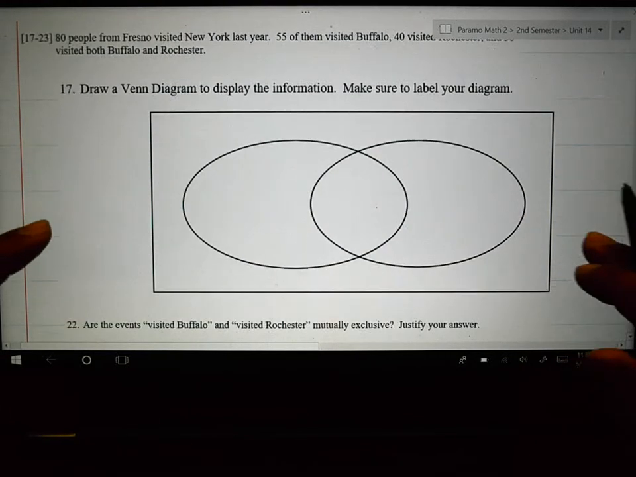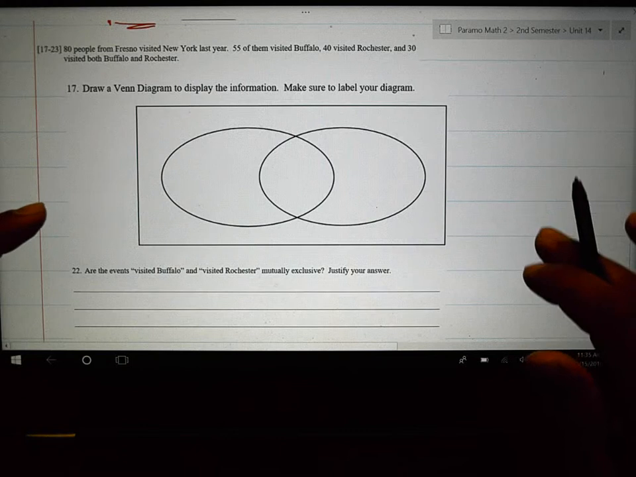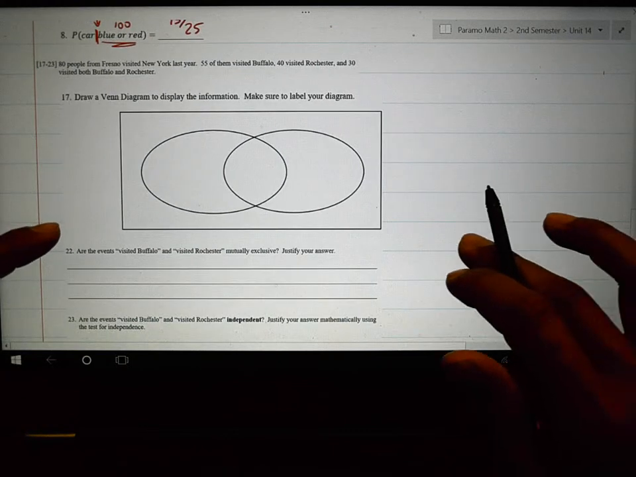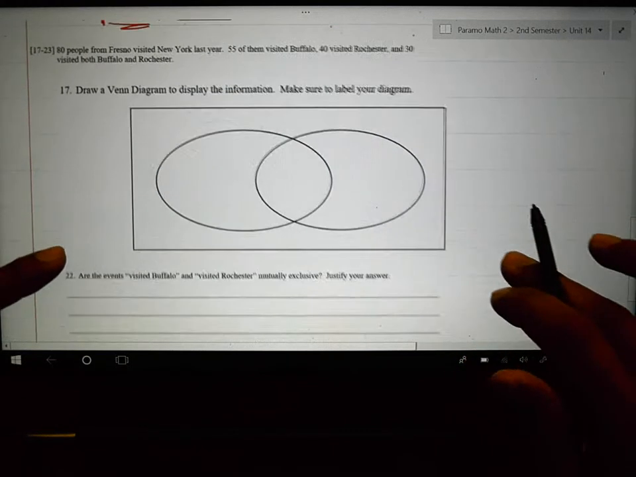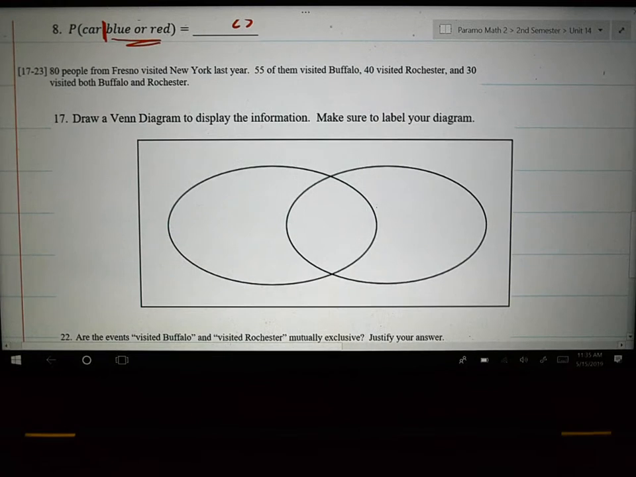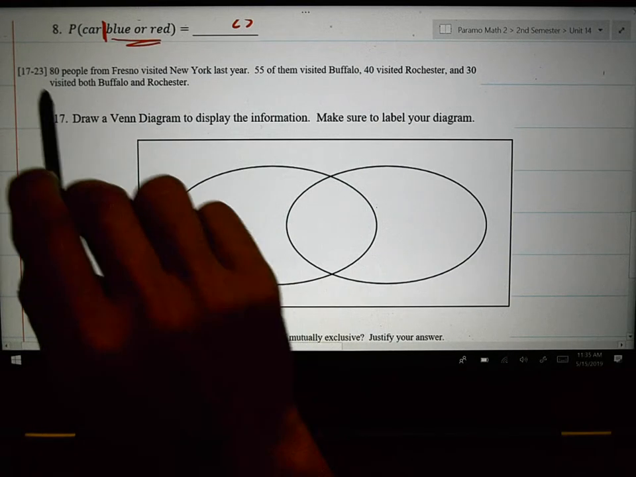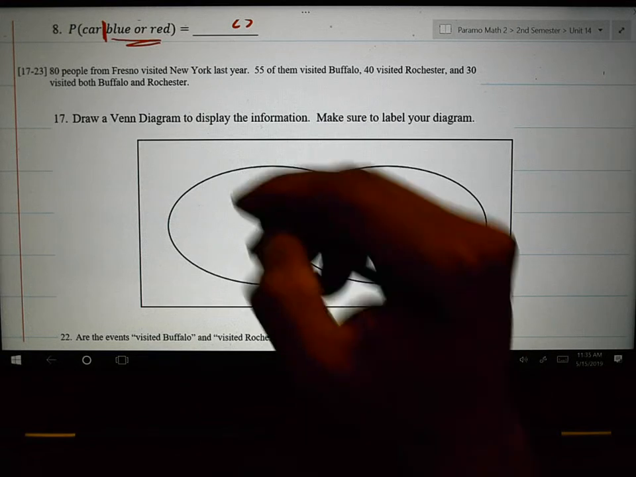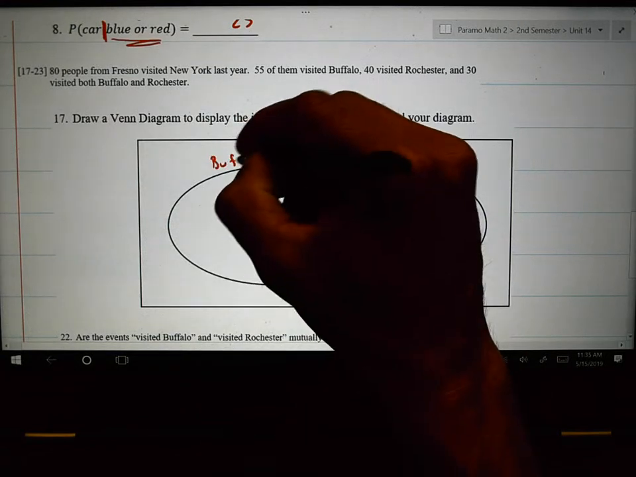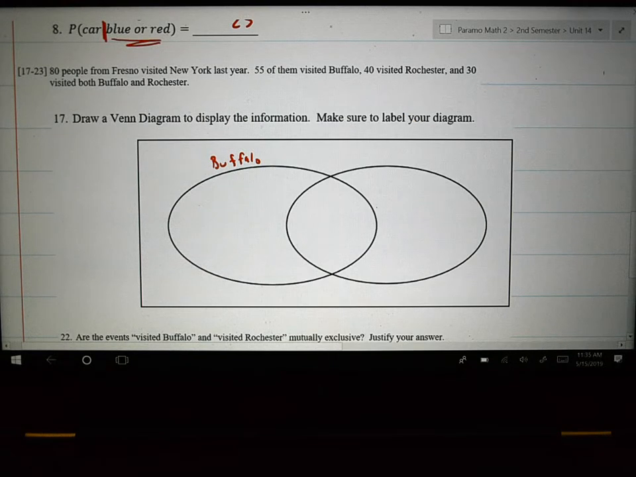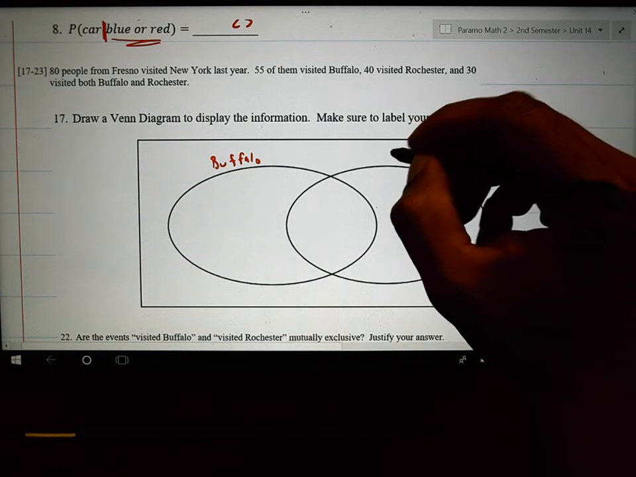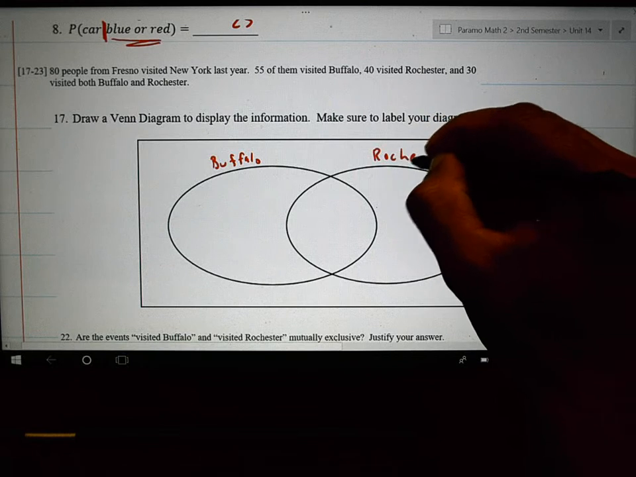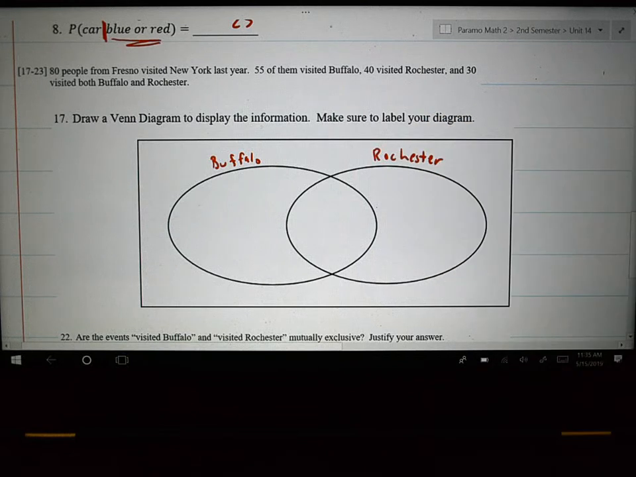Which then, I want to take you to number 17. We'll do the chart first. Number 17 says 80 people from Fresno visited New York last year. 55 of them visited Buffalo. Let's write Buffalo right there. 40 visited Rochester. Never been there. 30 people visited both Buffalo and Rochester.